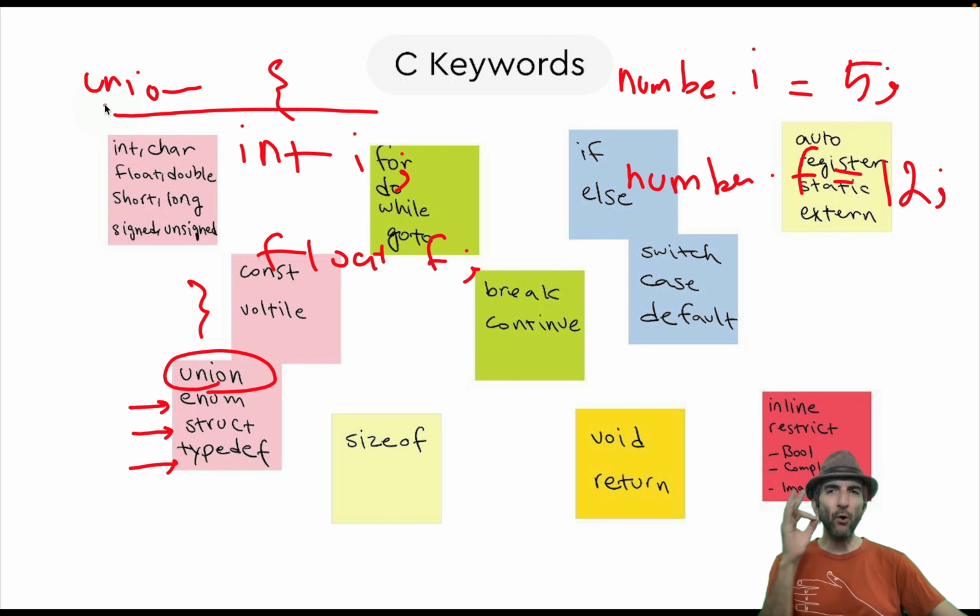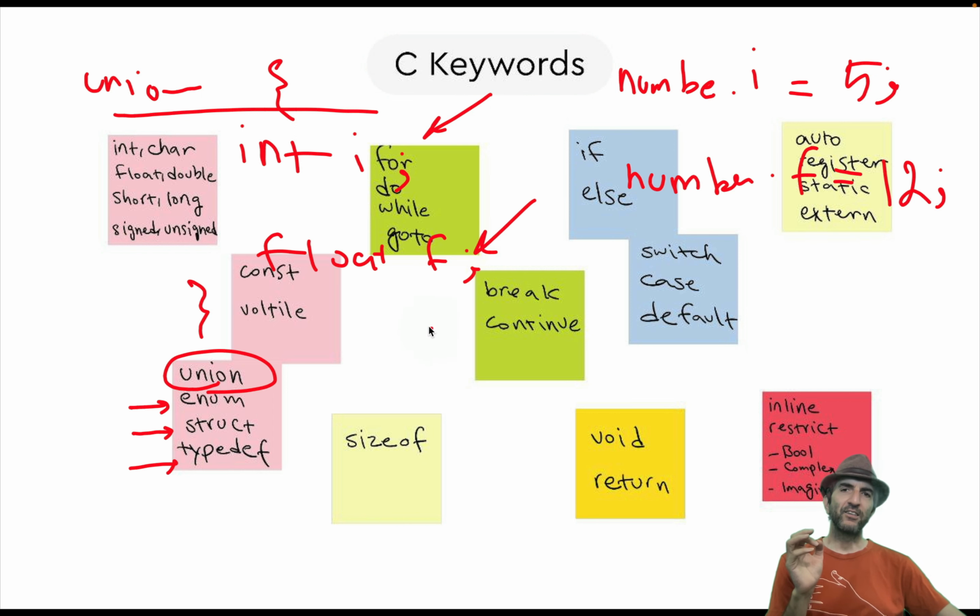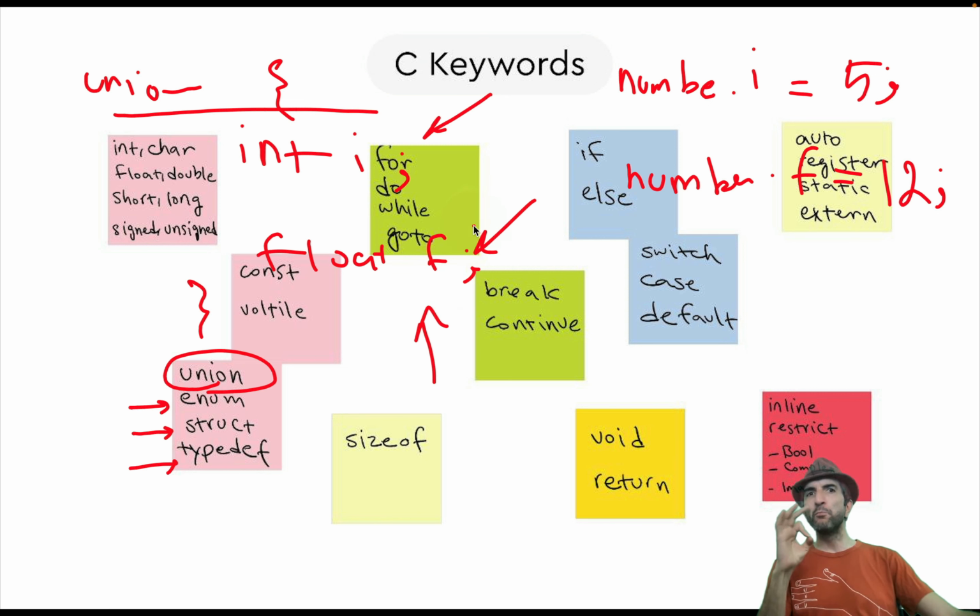On your unions, it's a union. Only one of these can be used at the same time, at each time. Very strange thing, but super useful when combined with structs in, for example, the Linux source code.